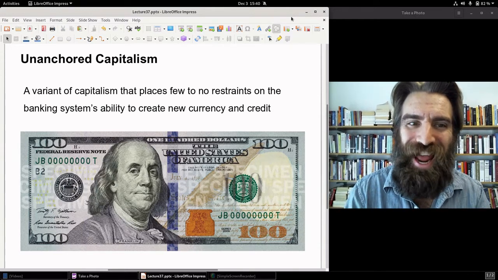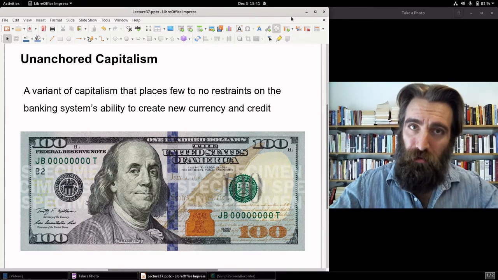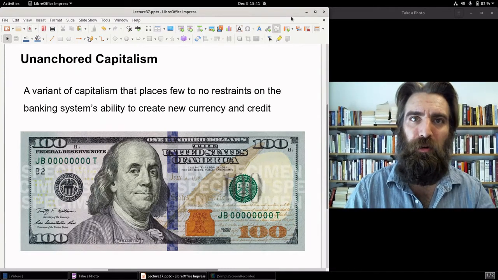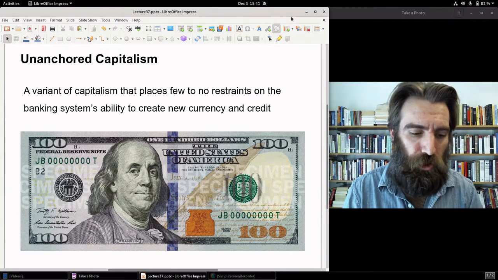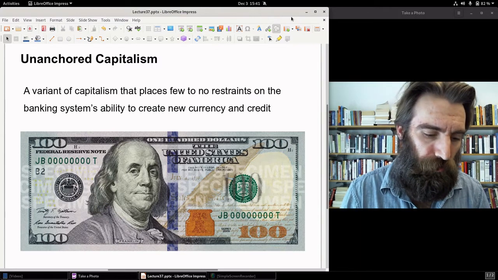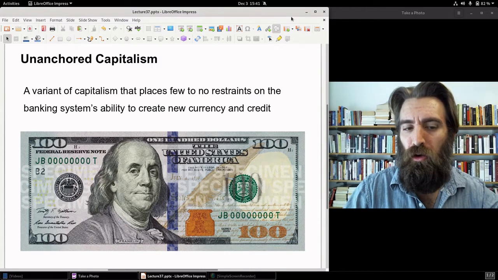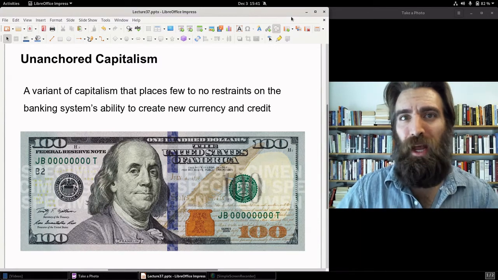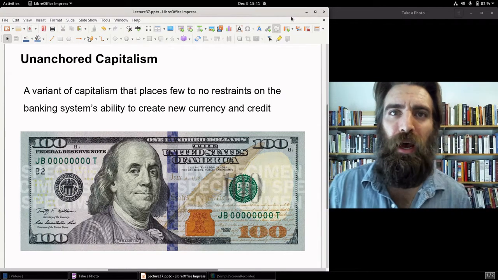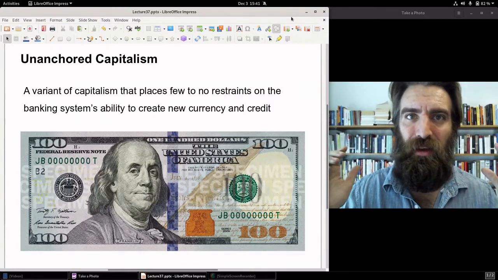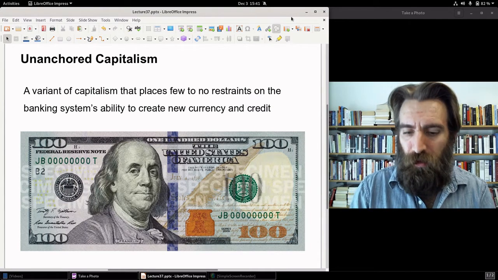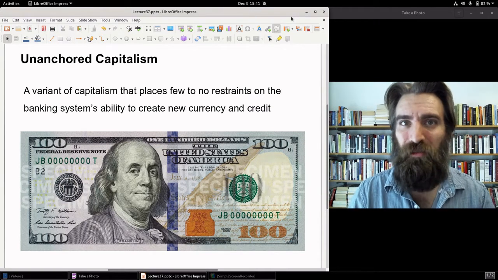But when you have unanchored capitalism and just this complete freedom for a banking system to create currency and credit, it has a tendency to produce and to encourage speculation, reckless behavior, a bloated financial sector, as we'll see here in a moment, and growing unnatural gaps in wealth and in income. I call this a variant of capitalism because capitalism is a very tricky term to define. It's very slippery because you have all sorts of different types of capitalisms.